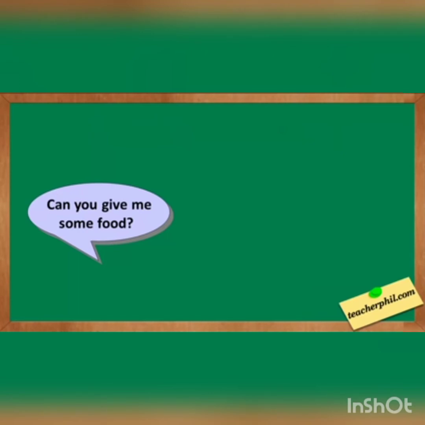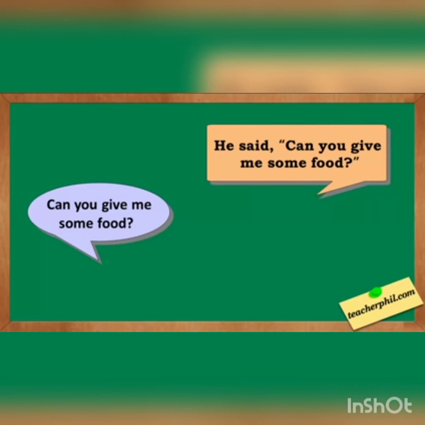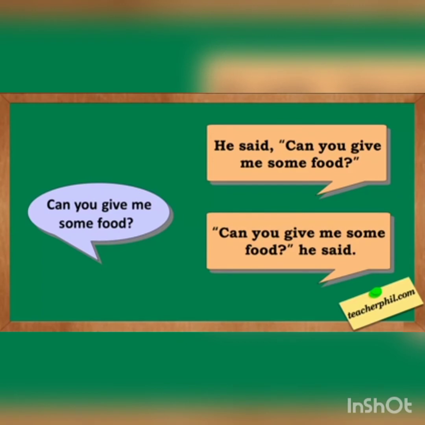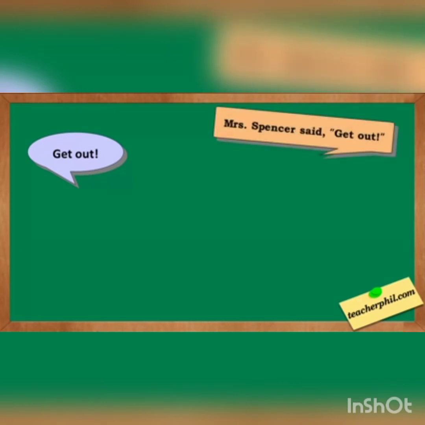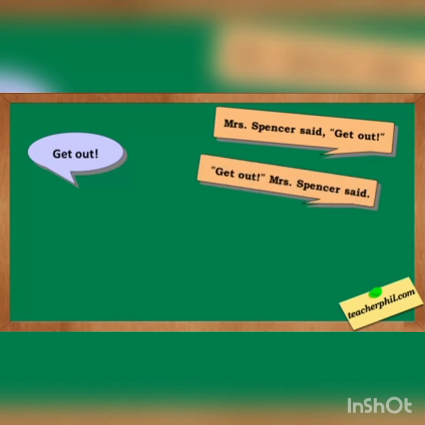Another one: "Can you give me some food?" The speaker of the sentence is a boy. So the direct sentence is, He said, "Can you give me some food?" Or, "Can you give me some food?" he said. The next one: "Get out." The speaker of the sentence is Mrs. Spencer. So the direct sentence is, Mrs. Spencer said, "Get out." Or, "Get out," Mrs. Spencer said.